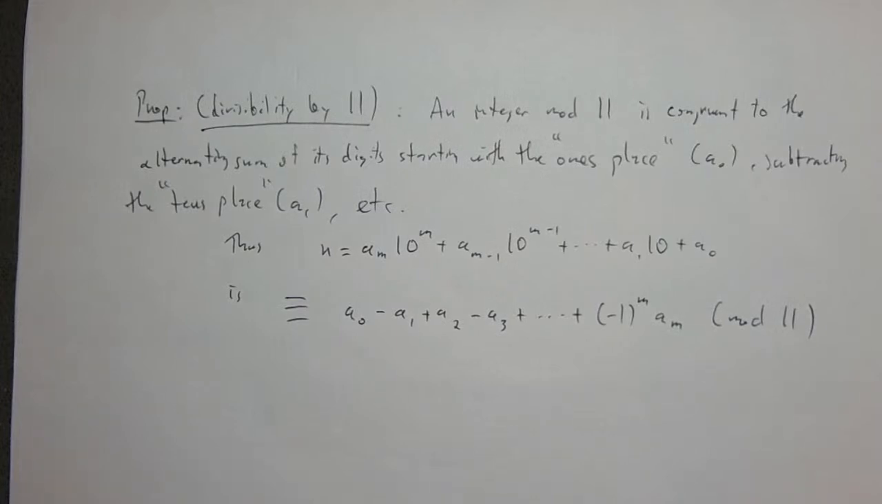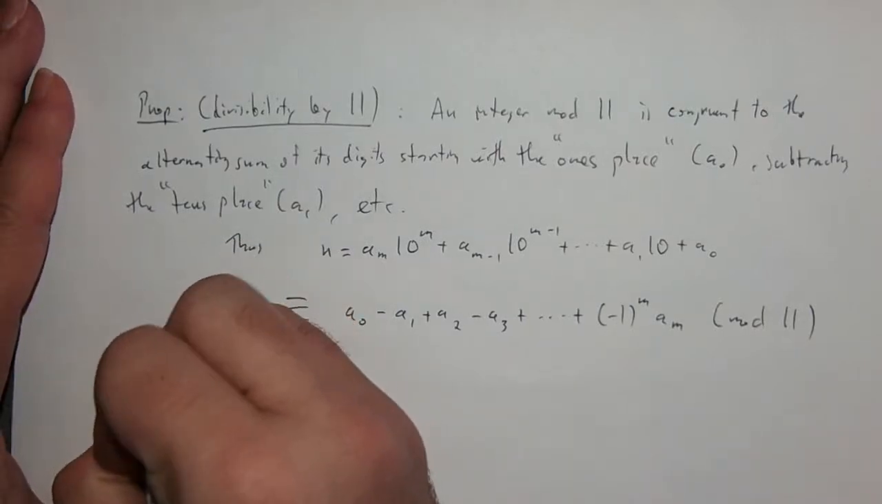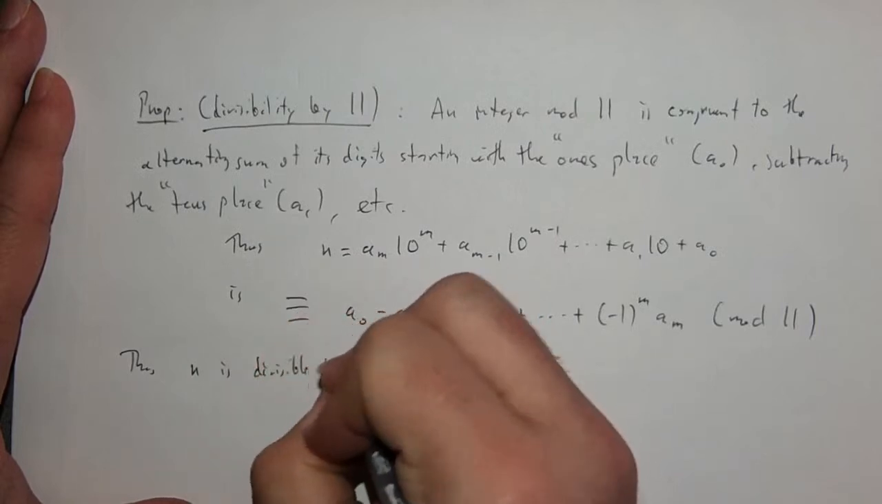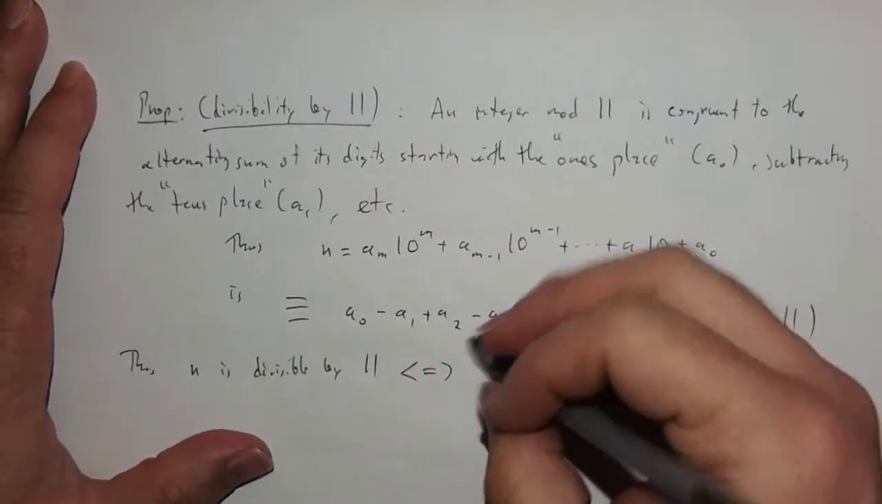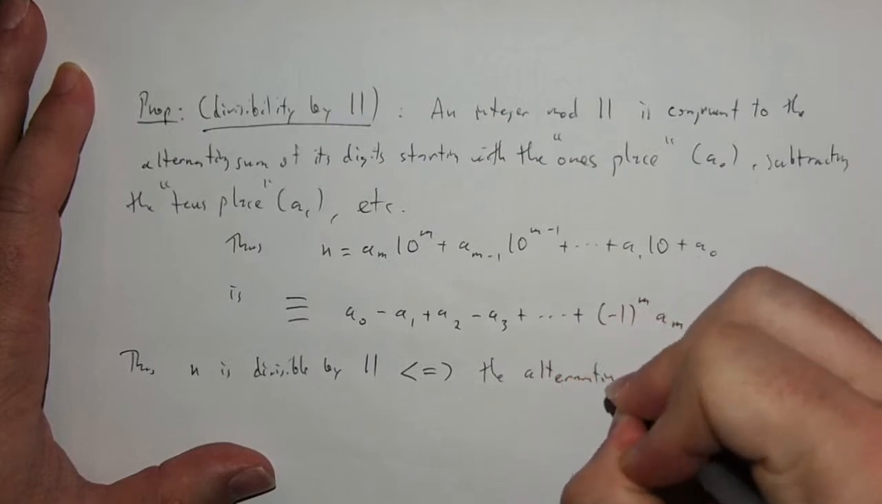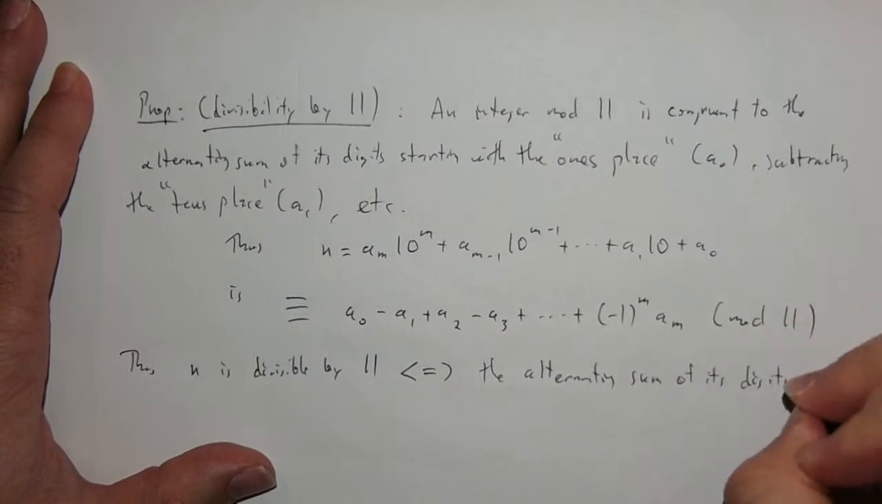I can think of 10 as being 11 minus 1, right? So, the last thing I want to say before I actually write the proof. Thus, n is divisible by 11 if and only if the alternating sum of its digits is divisible by 11.